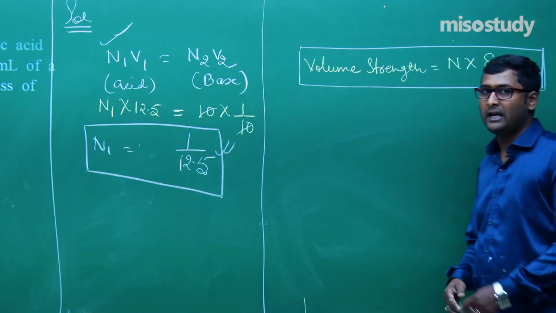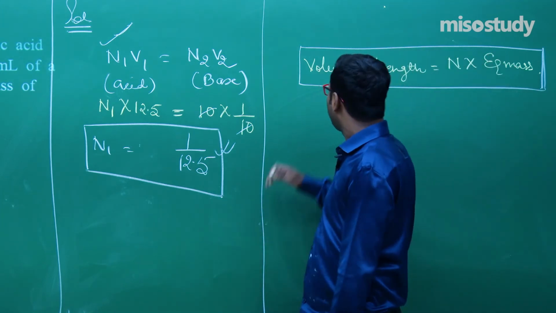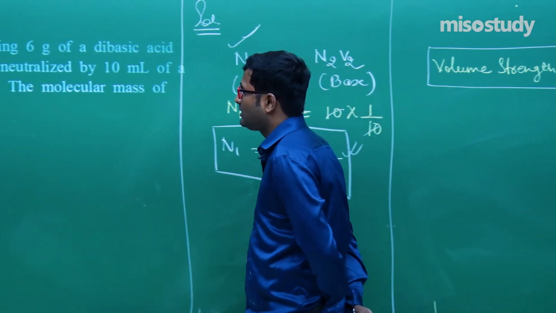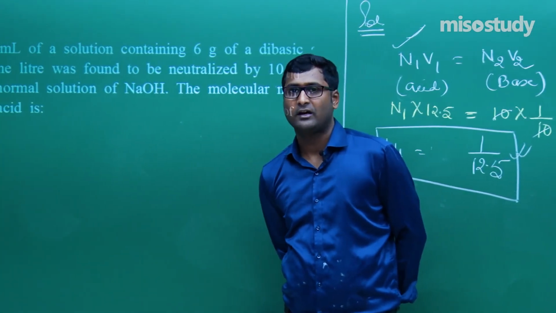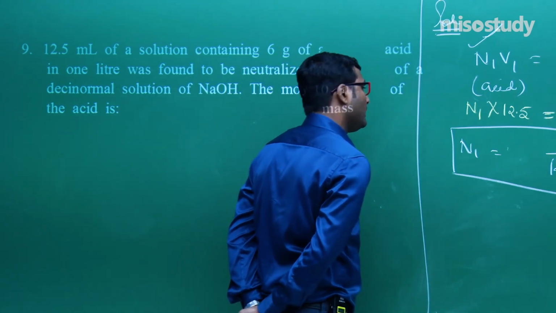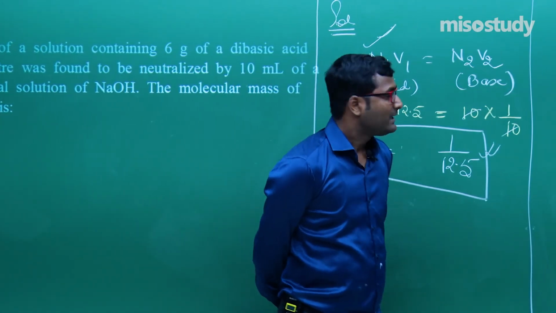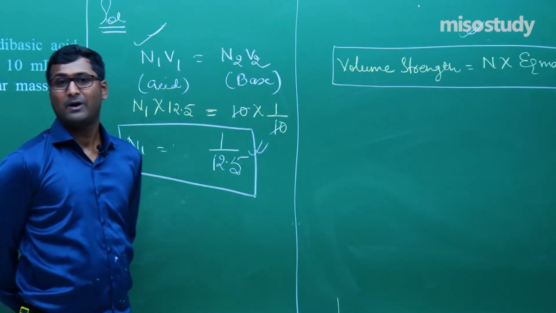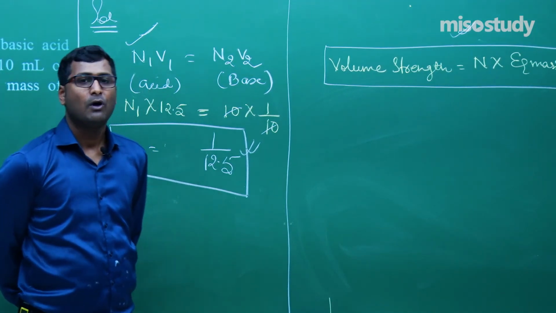Now tell me what to do in this case. That is volume strength. Now I think you can solve the next part. I know you are very much talented. Tell me what will happen, sir. Friend, sir, N1 V1, that is N1 1.25. Now volume strength equals N into equivalent mass. We have to find the equivalent mass, then we'll move towards the molecular mass.